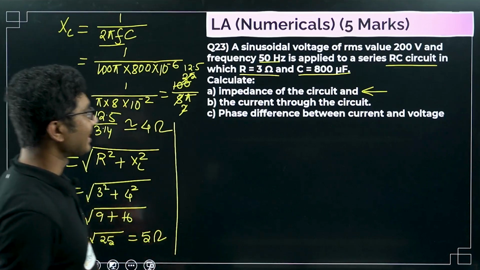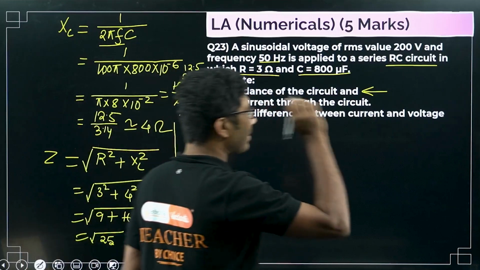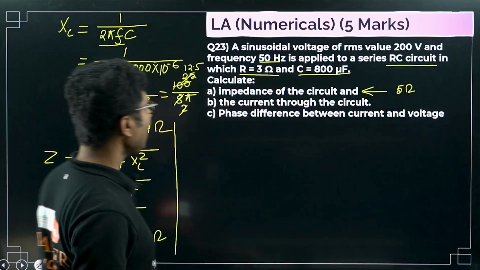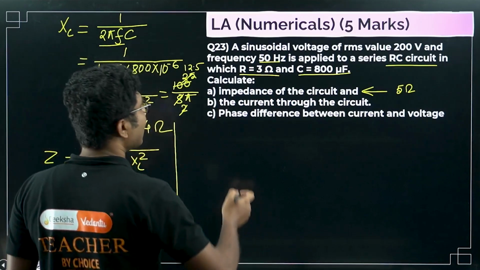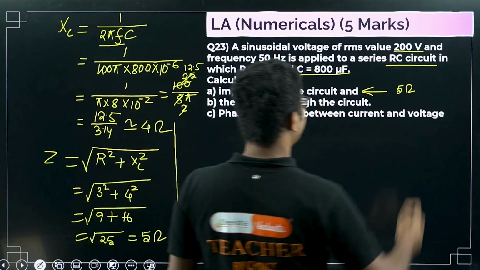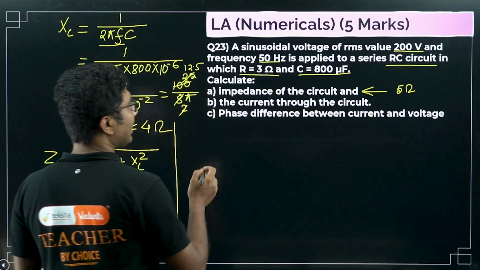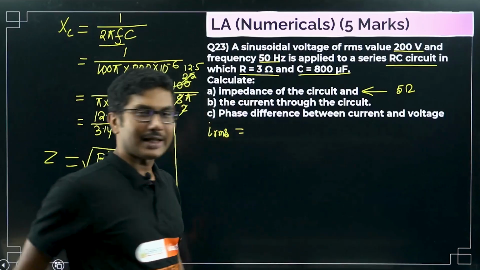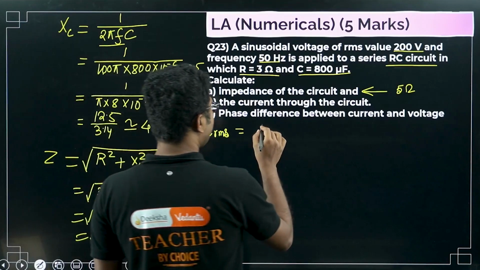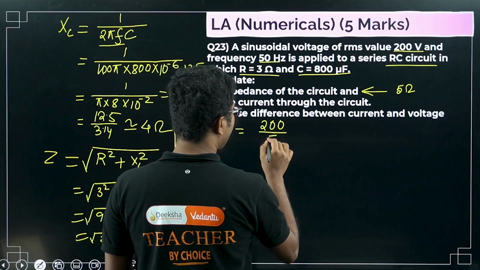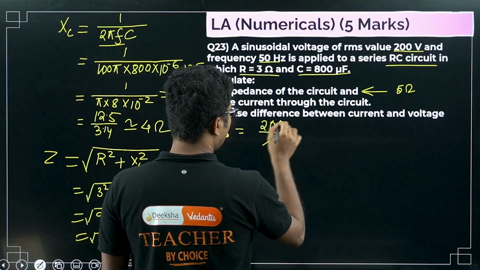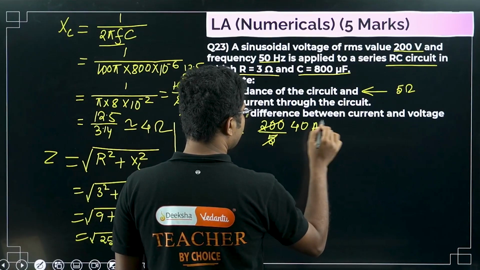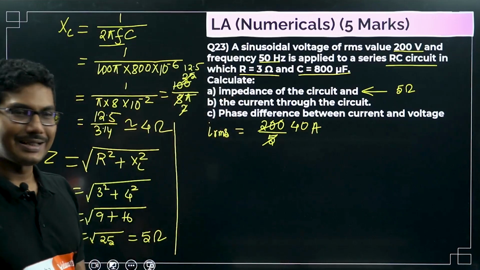So the impedance of the circuit is 5 ohm. The first answer, you have to mention that in the answer: 5 ohm is the impedance of the circuit. Now the current through the circuit. Voltage is given as 200 volt RMS value, and they have not mentioned anything about current, so we need to find the RMS current. That is 200 divided by 5, 40 ampere. 40 ampere is the RMS current in the circuit.